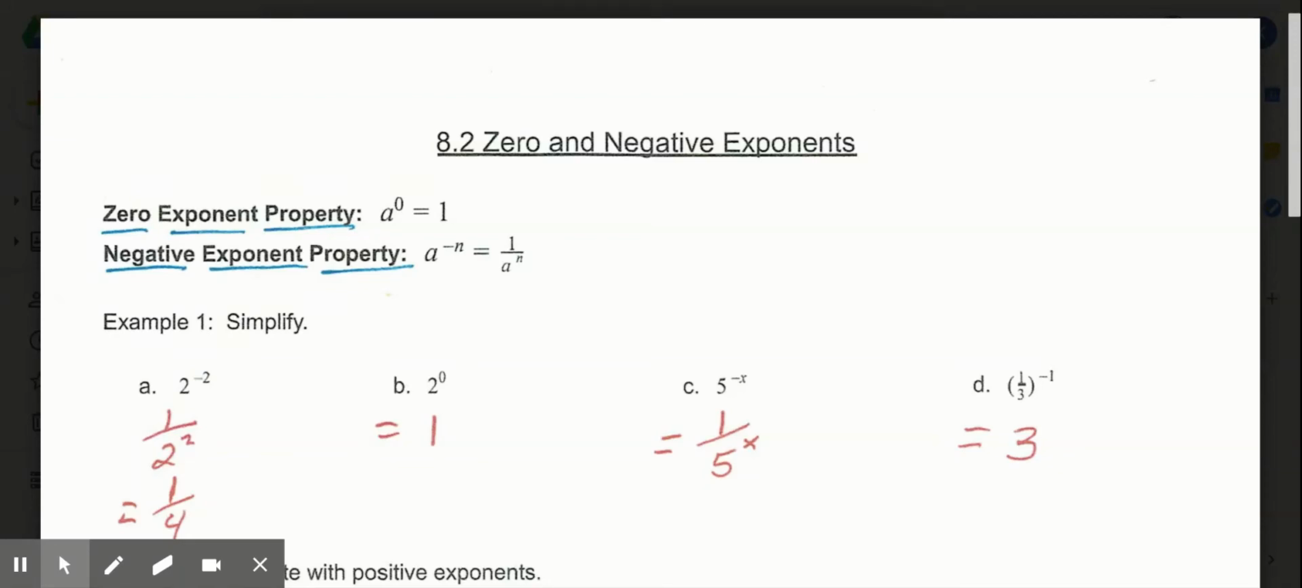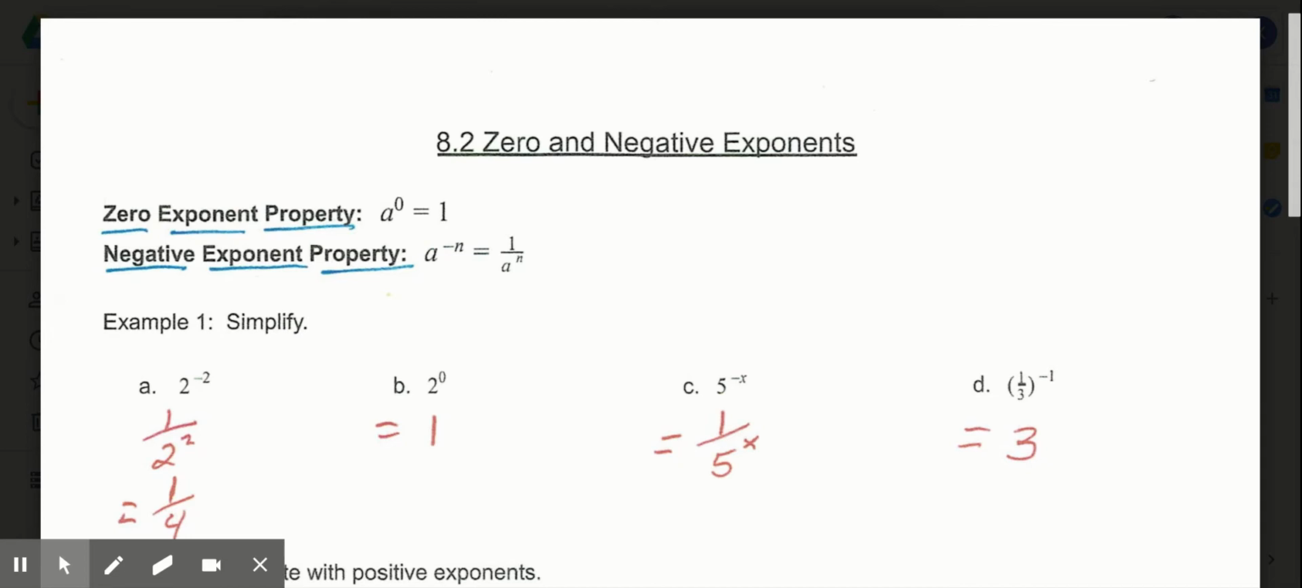Hello, and welcome to our lesson on zero and negative exponents and their properties. So today's lesson is going to look mainly at two different properties. The first being the zero exponent property, the second being the negative exponent property.